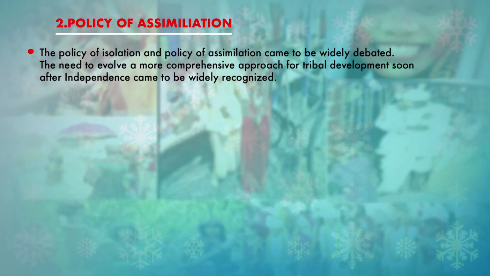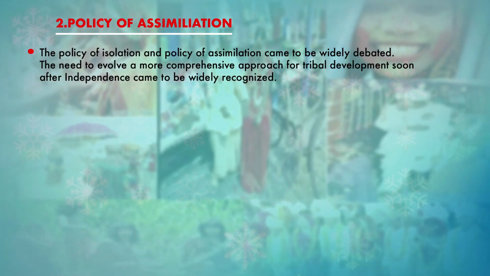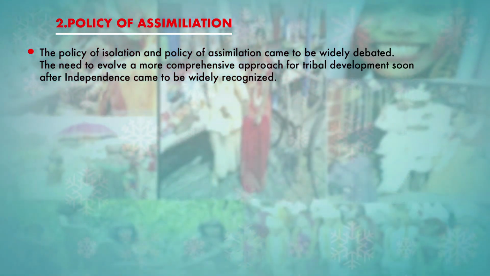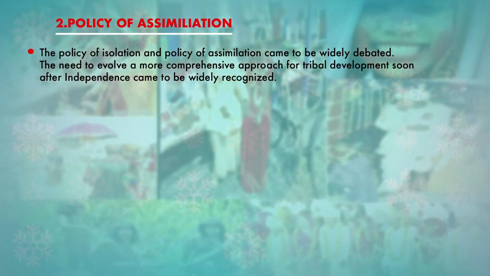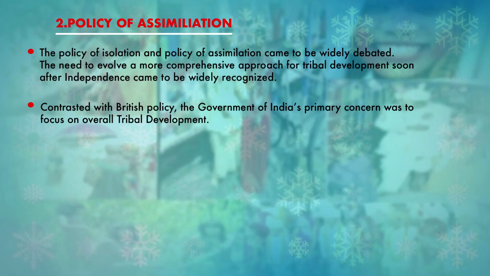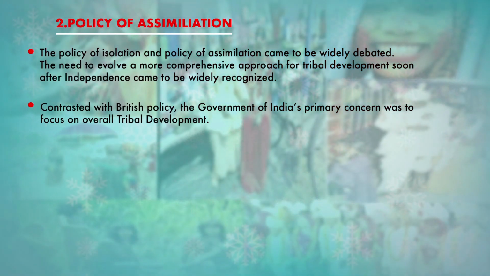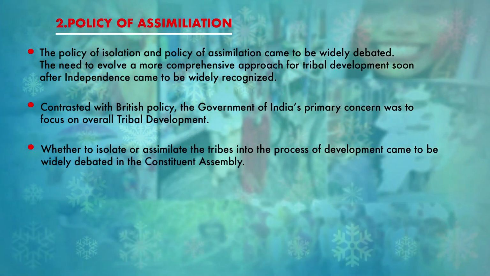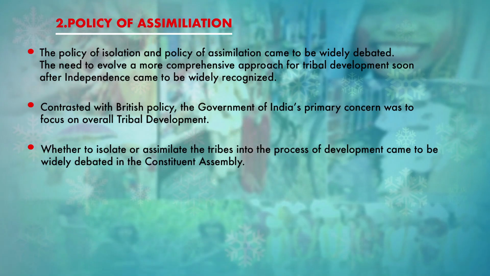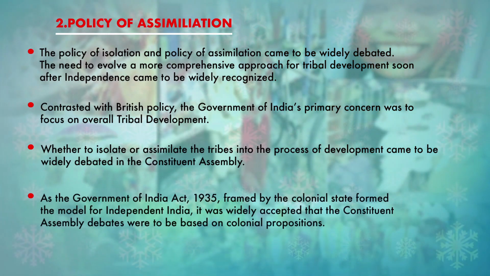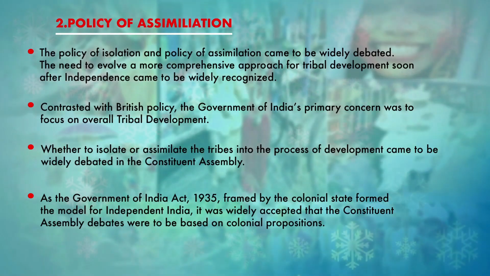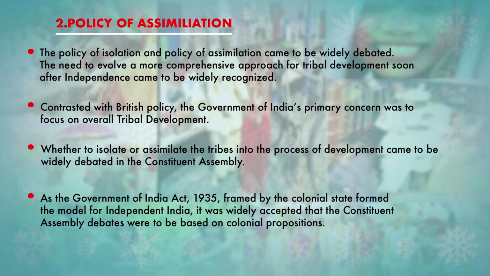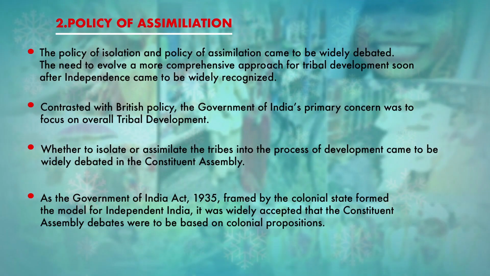The policy of isolation and the policy of assimilation came to be widely debated. The need to evolve a more comprehensive approach for tribal development soon after independence came to be widely recognized. Contrasted with British policy, the Government of India's primary concern was to focus on overall tribal development. Whether to isolate or assimilate the tribes into the process of development came to be widely debated in the Constituent Assembly. The Government of India Act 1935, framed by the colonial state, formed the model for independent India. It was widely accepted that the Constituent Assembly debates were to be based on colonial propositions.